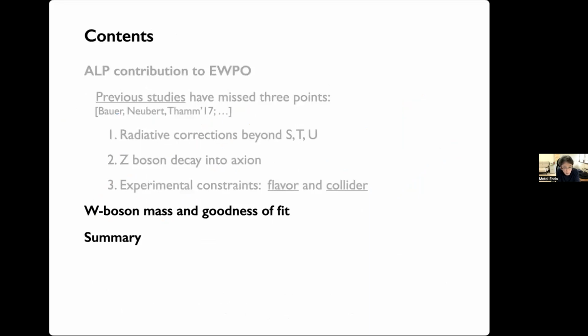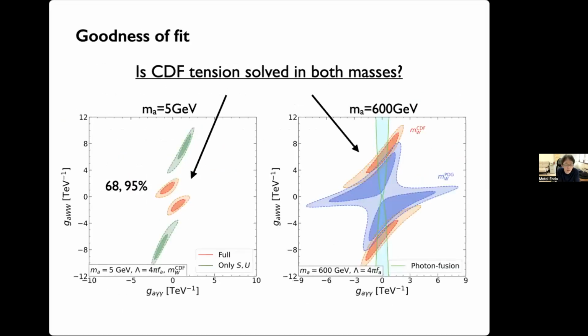And now we come to the discussion about the W boson mass and goodness of fit. So what is the goodness of fit? Actually, let me raise a question. Here we show the two results for MA equal 5 GeV and MA equal 600 GeV. Both plots have a 68% probability region, which is given by the darker colored region, and a 95% probability region, which is given by the lighter colored region. So let me raise a question: is the CDF tension solved in both masses? This is related to the goodness of fit.